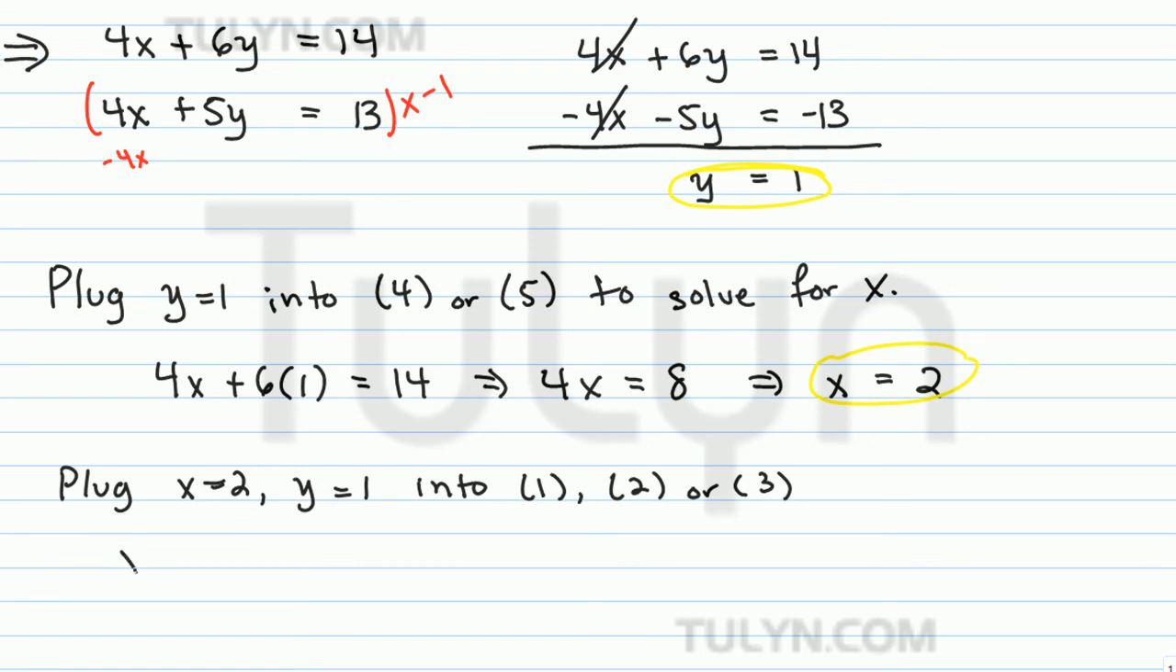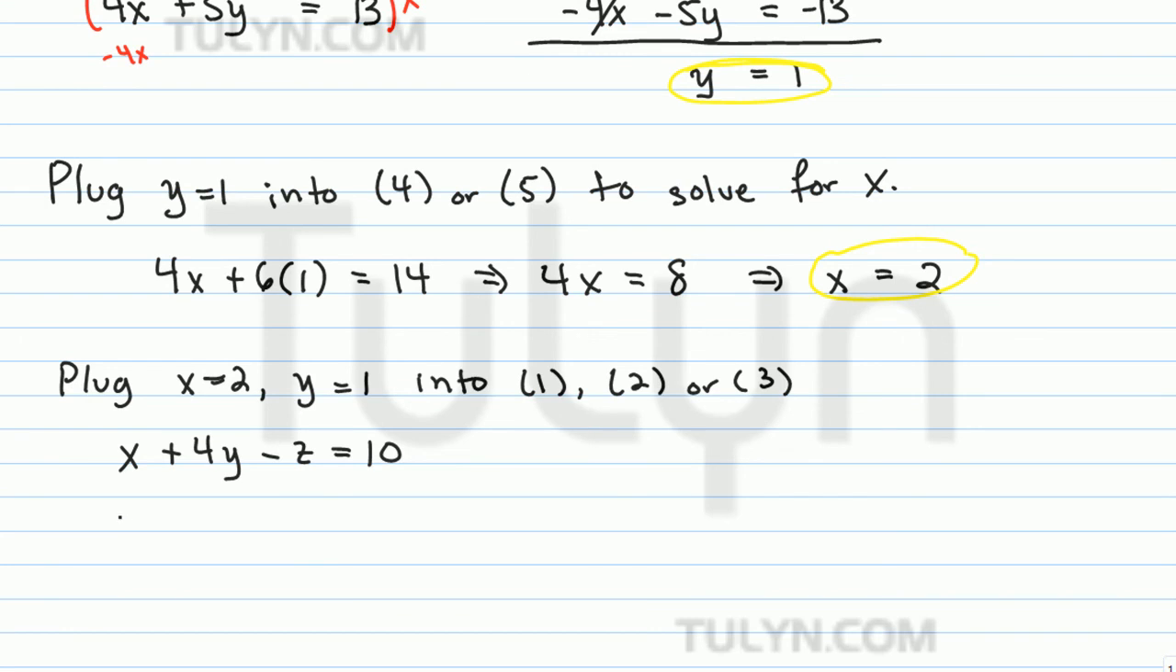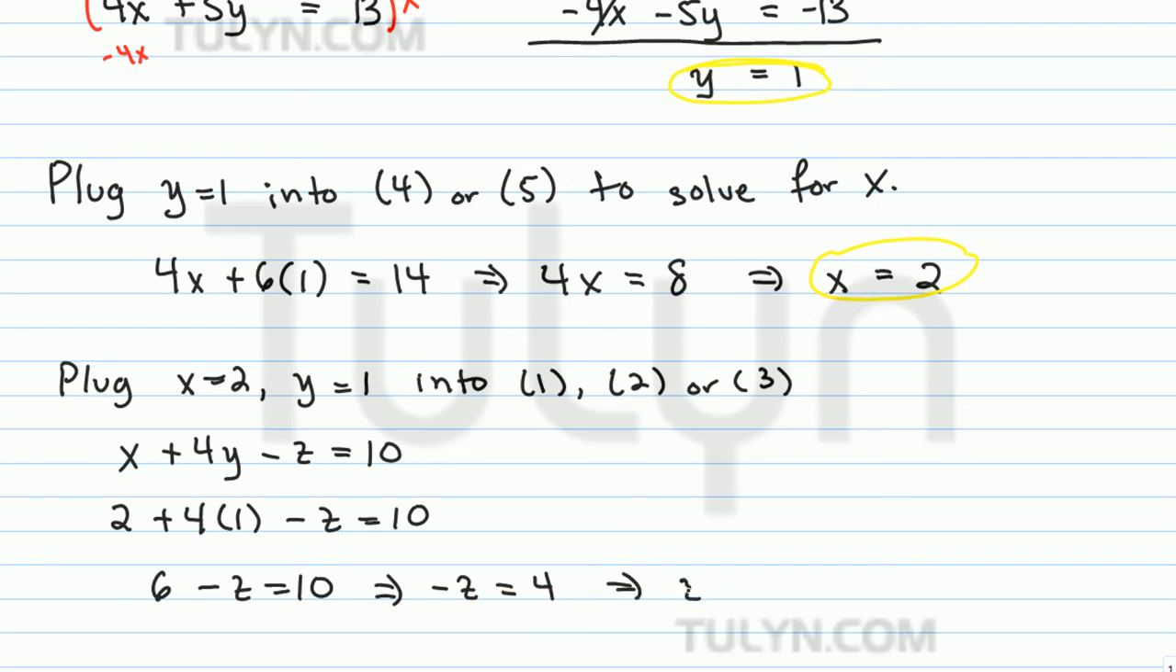So we got x plus 4y minus z is equal to 10. I'm just rewriting it for clarity. So now plugging in, we got 2 plus 4 times y, which is 1, minus z is equal to 10. That means 6 minus z is equal to 10. So minus z is equal to 10 minus 6, which is 4. And dividing both sides by -1, we get that z is equal to -4.